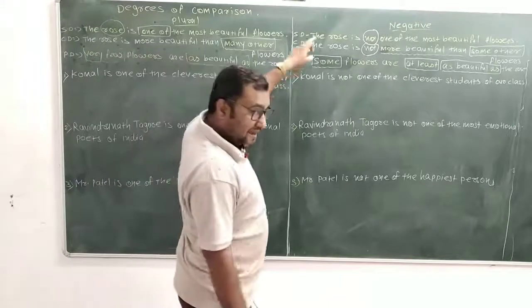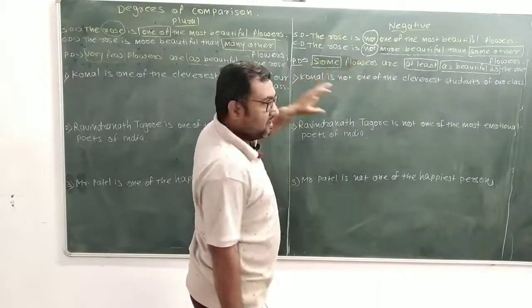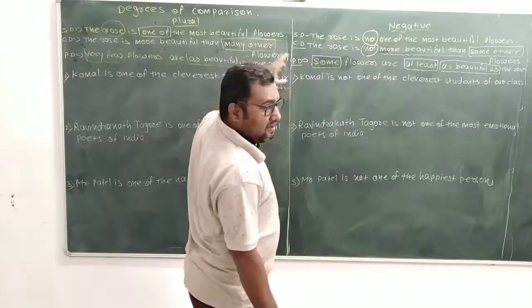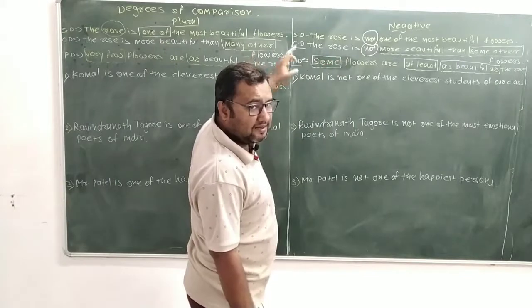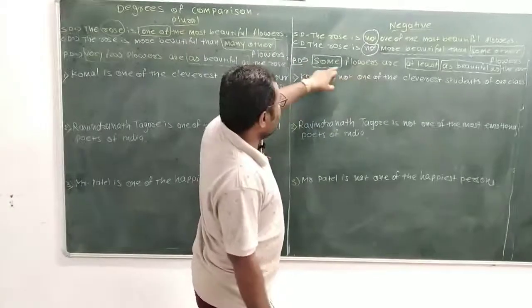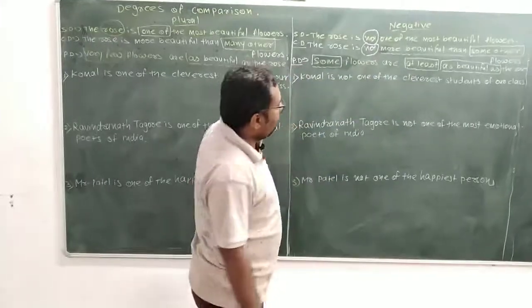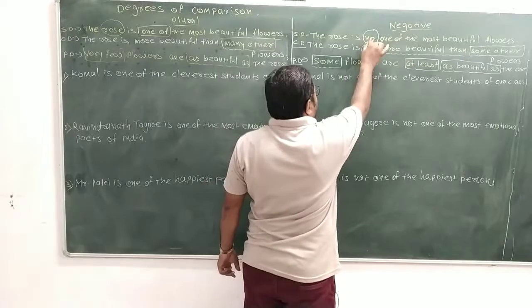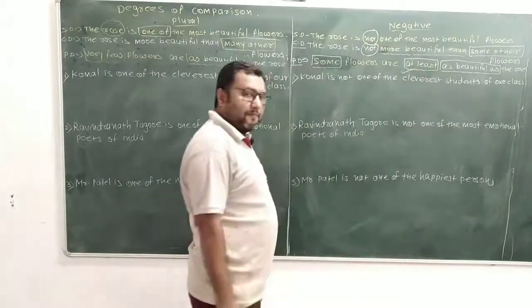So in negative sentences we use "some are at least as". Very few are as, some are at least as. Some flowers are at least as beautiful as the rose. When the sentence is negative, at that time we add "at least".